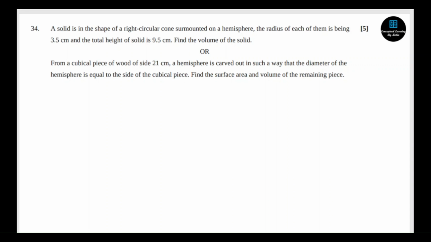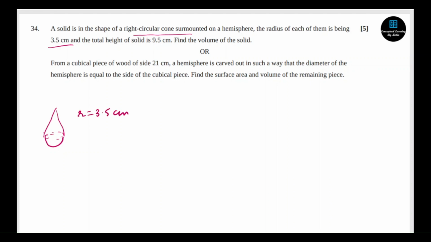Here this is from the surface area and volume chapter. Again you have an internal choice. You can do first or second. Let's solve both of them. So the first one, what they have given: the solid shape of a right circular cone is surmounted on a hemisphere. So one hemisphere like this, and then the cone is surmounted on that. The radius of each of them being 3.5 centimeters. So the radius is the same for both of them.